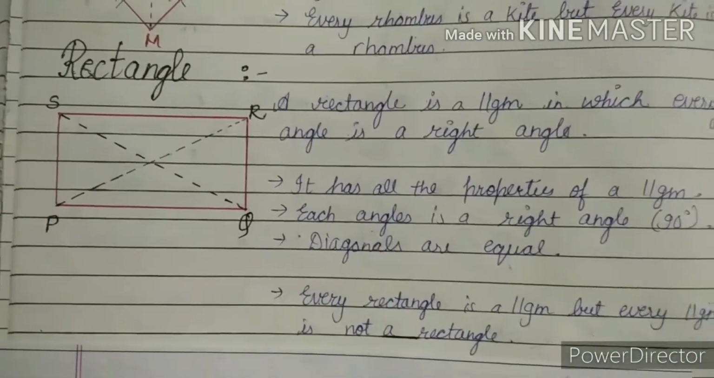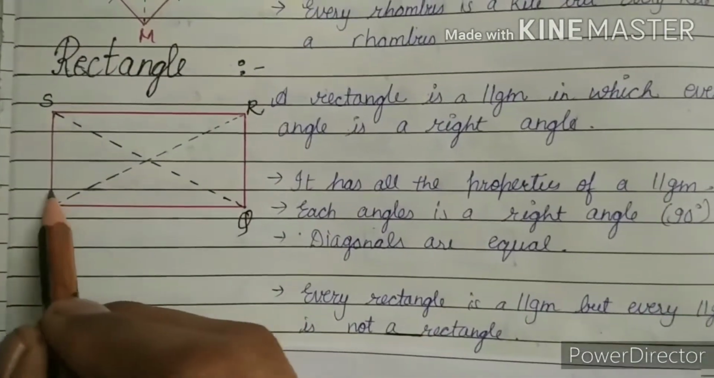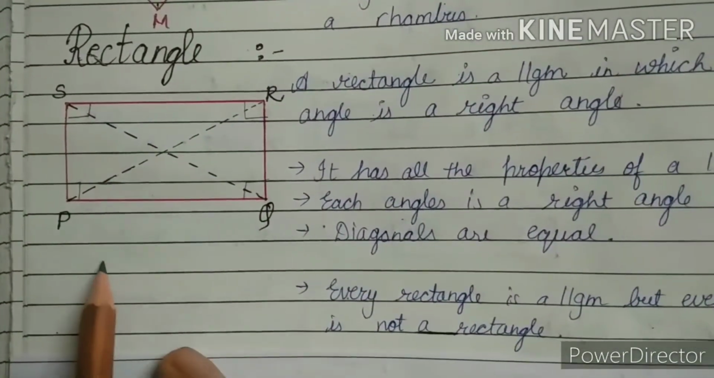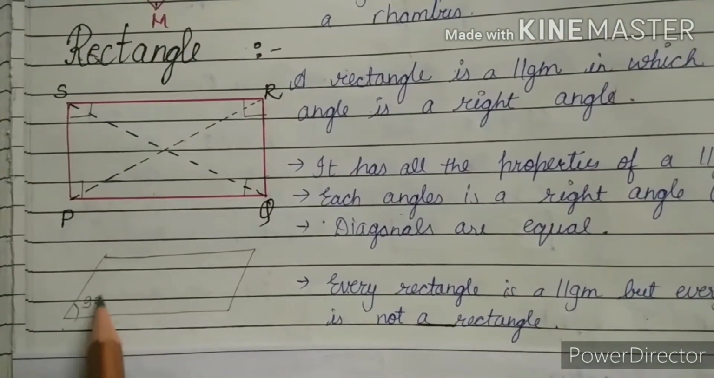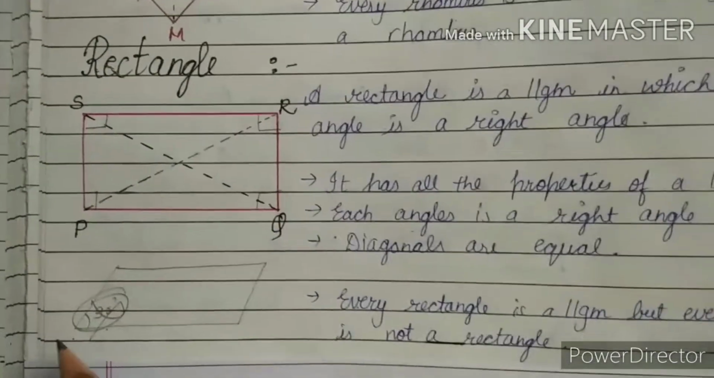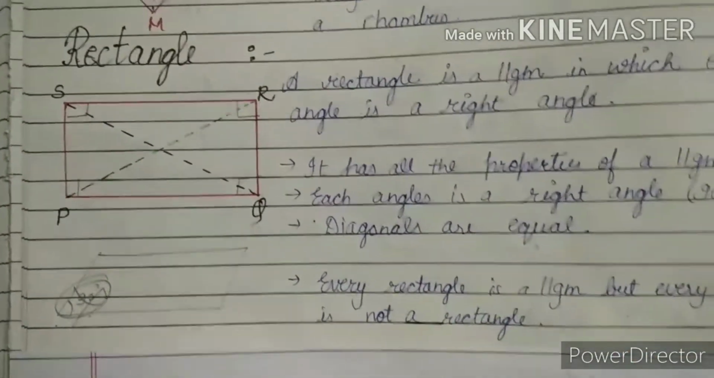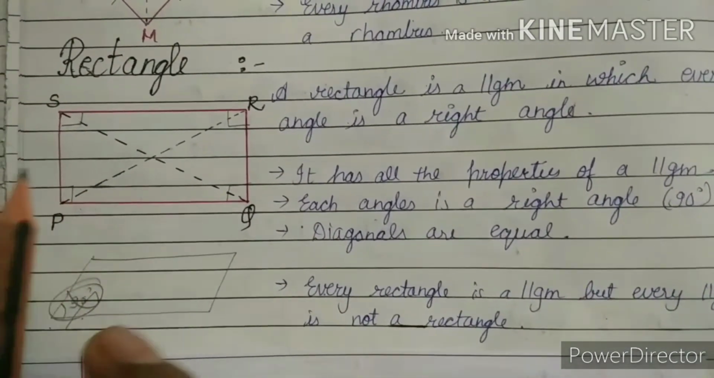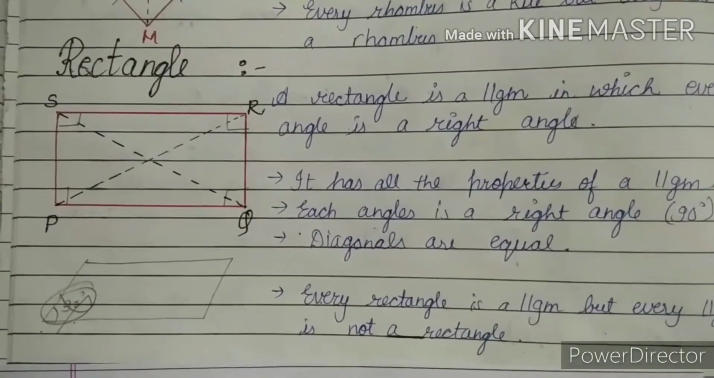Every rectangle is a parallelogram, but every parallelogram is not a rectangle. It means in the rectangle we have each angle of 90 degrees, but in the parallelogram it is not necessary that each angle be 90 degrees. Sometimes we have 30 degrees, 120 degrees, but the opposite angles are equal. This kind of property is there in the parallelogram, but in the rectangle every angle is a right angle. That's why we say every parallelogram is not a rectangle.